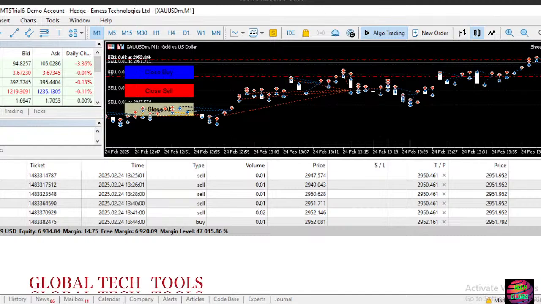Makes absolutely no sense in my opinion. Like I can't believe I just did that. That goes against my whole trading philosophy.